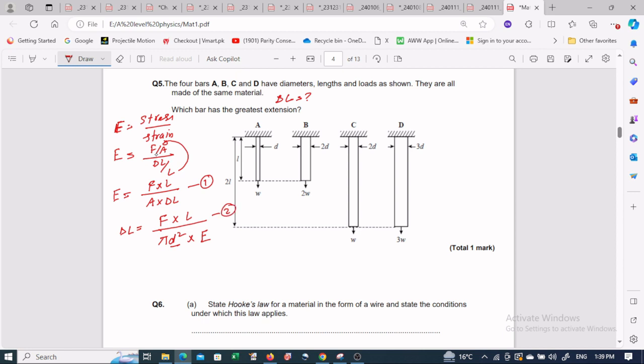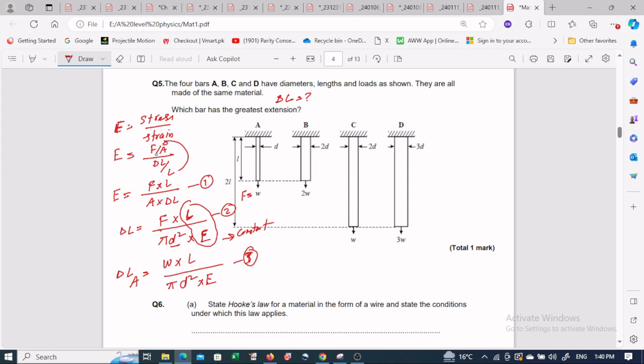Now we solve for A. The length L and the elasticity E are constant values and are not going to change. Only the force and the diameter D change. Here the force is the weight acting downward, so F is equal to W. So delta L A is equal to W into L over pi D square into E. This is the extension for A.